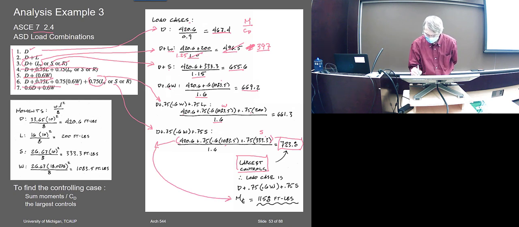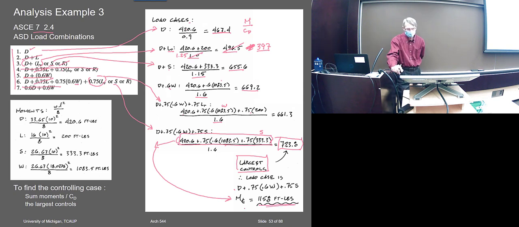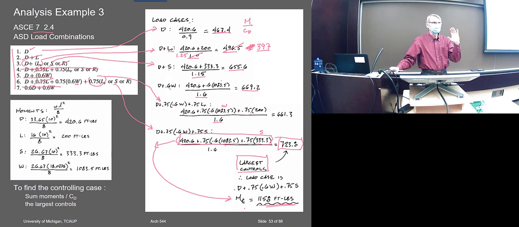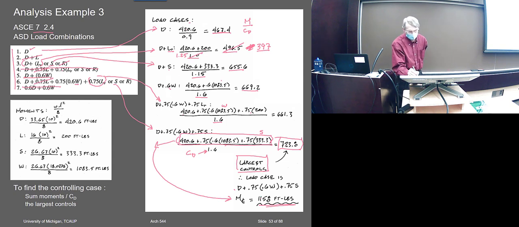So this part on top, the moment from that load case, should be that 1158. So we know which is the controlling moment. We still have to put the CD factor on it. We also know this is going to be my CD factor when I get to using it. But the moment is 1158 from that load combination.